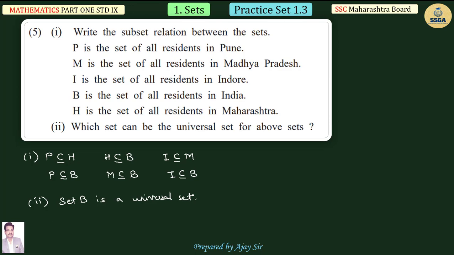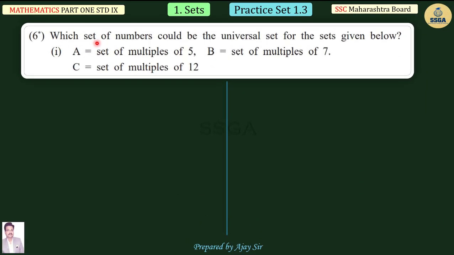Now let us start question number 6. Which set of numbers could be the universal set for the sets given below? Means which set will be a universal set? Set A contains the multiples of 5. Set B contains the multiples of 7. Set C contains the multiples of 12. First we will write all these sets in list form, and then you have to find which could be the universal set for all these three.